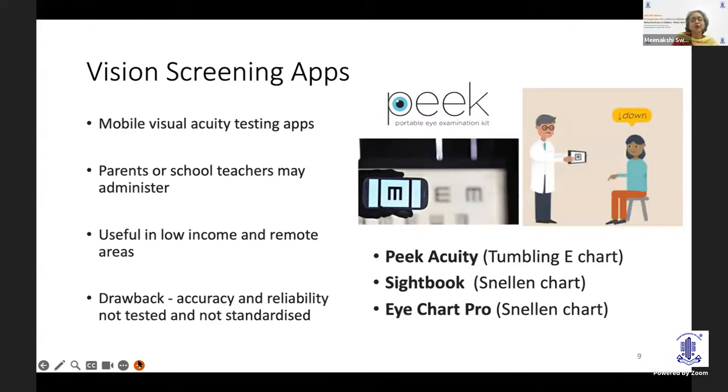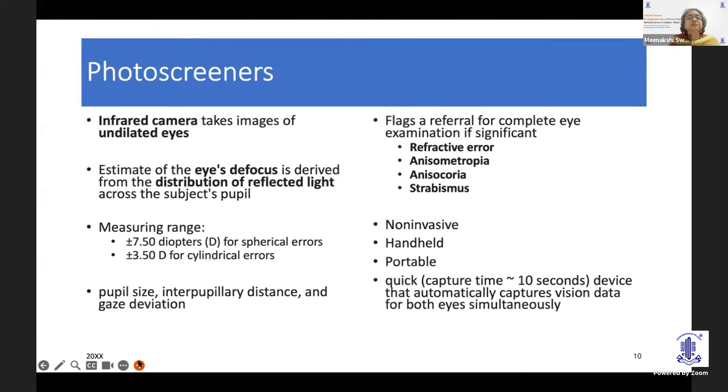See, it's very useful in low income and remote areas where the family may not be able to bring the child for an eye test. Or it may be an underserved, underprivileged area where they do not have the facilities or the money or the transport to really come. And here, this is where a screening app is very useful. The drawback is really that we have not tested the accuracy and reliability. They're better than nothing, but scientifically, we don't know really how accurate they are.